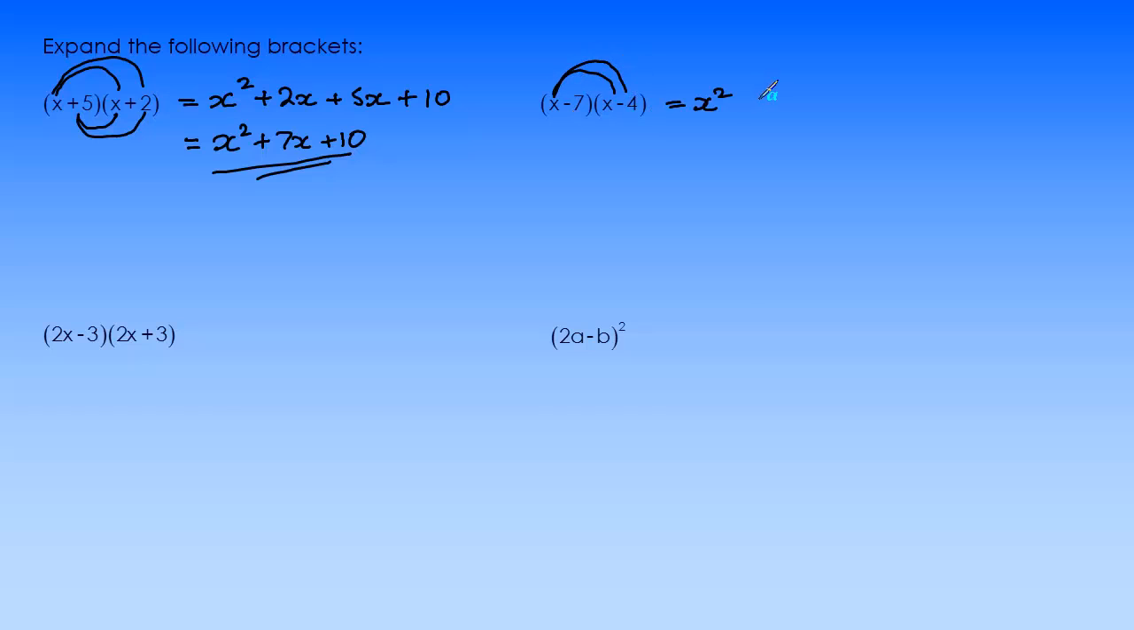X times a negative 4 is minus 4x. Negative 7 times x is minus 7x. Negative 7 times negative 4 is plus 28. The middle terms, once again, we can combine. So we have x squared minus 11x plus 28.